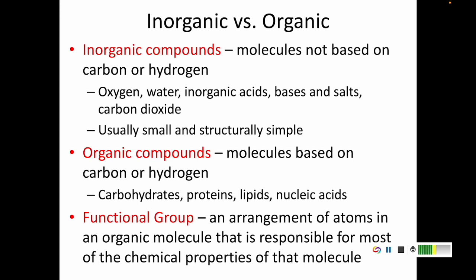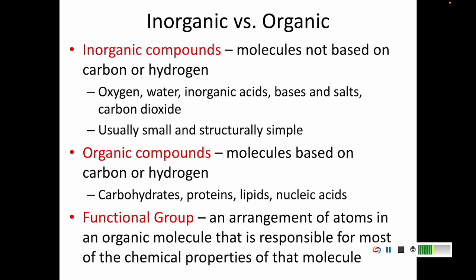The way you tell if a molecule is organic or inorganic is you look at what's in it. If that molecule has carbon and hydrogen in it, it is organic. Our big kinds of organic compounds are carbohydrates, proteins, lipids, and nucleic acids.